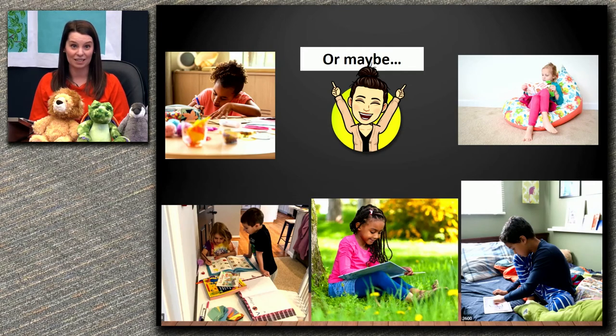You might be sitting at a table. You might have other students near you that you can talk with about your work. You might get to go outside to do your reading work. Maybe you have a comfortable chair, or maybe your bed is a good place for you. I want you to take some think time and think about where your independent learning space is. What does it look like? What does it feel like? Where you can best focus. Take some think time.